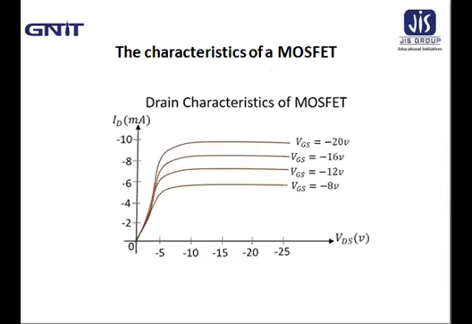These are the characteristics of MOSFET. Here the first one is the drain characteristics of MOSFET. The graph is shown in this figure. This is between the drain current ID and the drain source voltage VDS. And this characteristic curve is for different values of inputs.